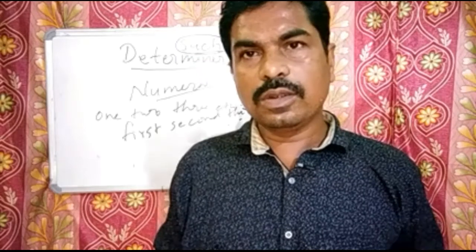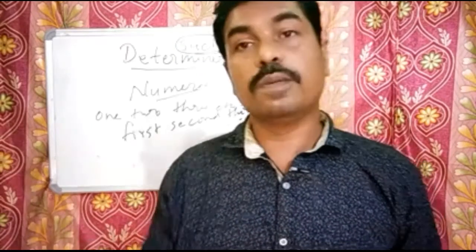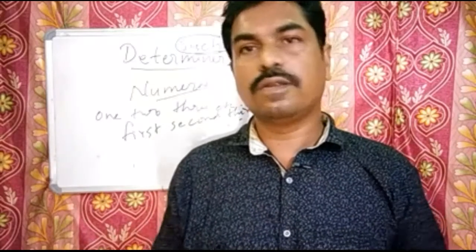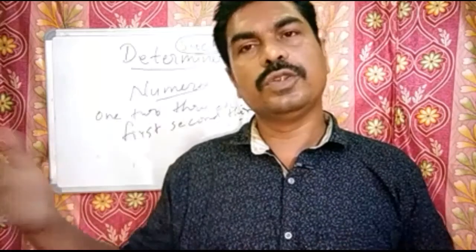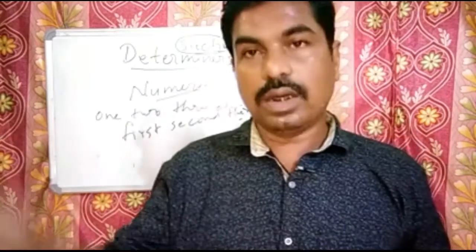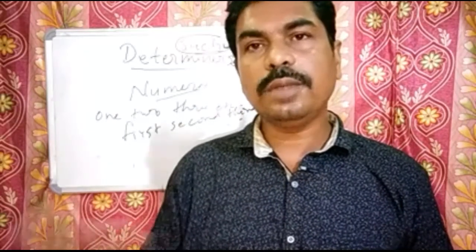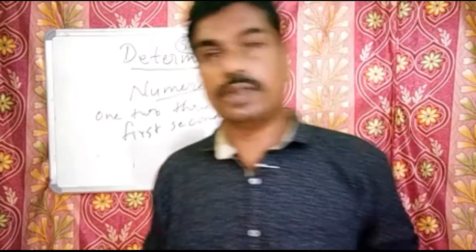Neither party is ready for the compromise. Two groups are quarreling and neither of them is agreeing to a compromise. Several means 1, 2, 3, 4, more in number. Several houses. The other day, like that. Another effort, another try. So all these are distributive determiners.